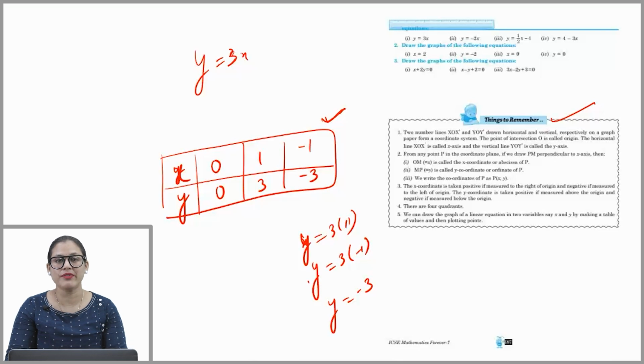Okay, students, I hope you have understood this chapter. Now you will practice the remaining questions.